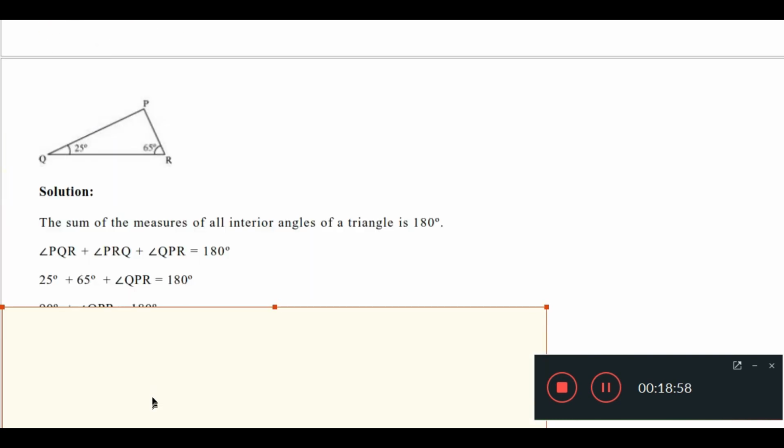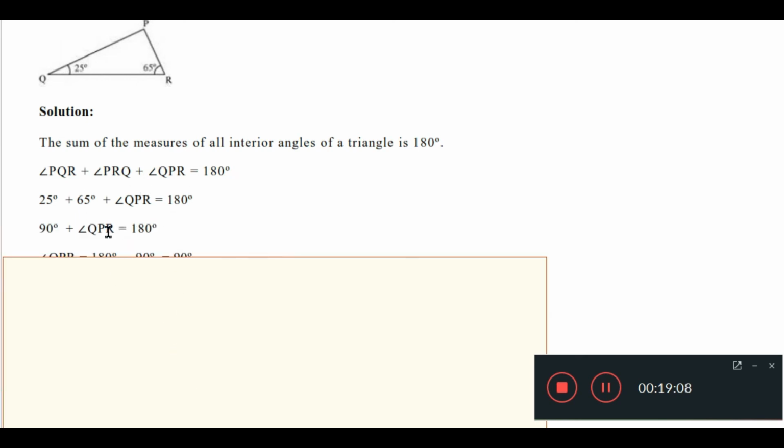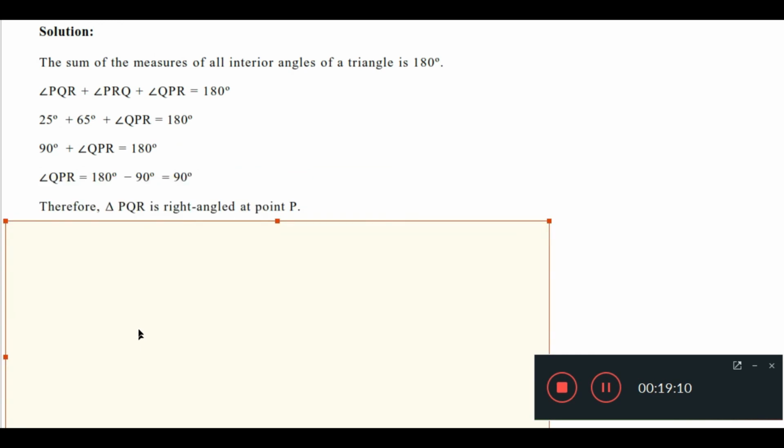See the solution. The sum of the measures of all interior angles is 180 degrees. So angle PQR plus PRQ plus QPR is equal to 180 degrees. So 25 plus 65 equals 90 degrees. Therefore, the triangle PQR is a right angle triangle at P.